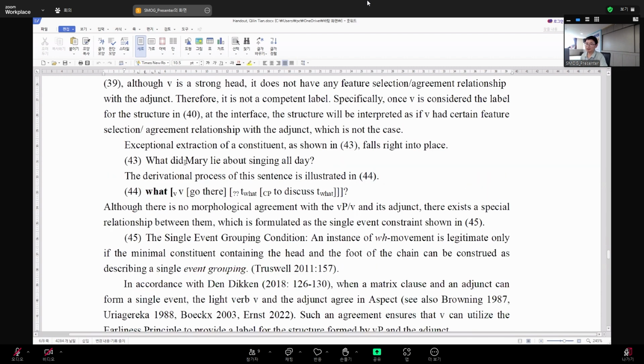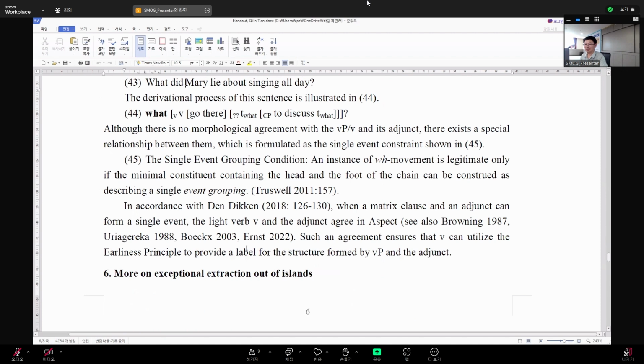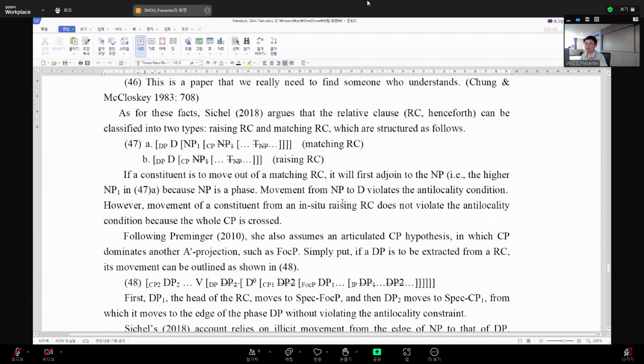And this sentence is grammatical because there is a special relationship between V and the adjunct. This kind of relation is formulated as a single event cognition proposed by Truswell. According to Zhejiang, this kind of relation can be considered as adjunct agreement between the head V and the adjunct in SBAT. Okay, I think that is the reason.